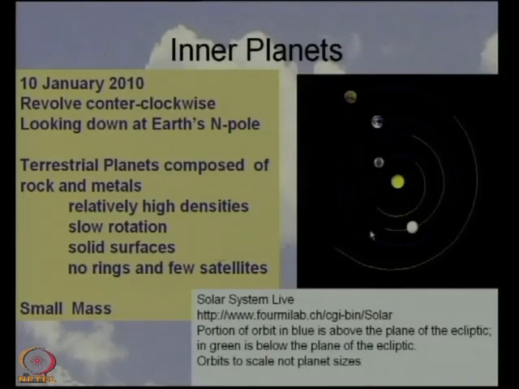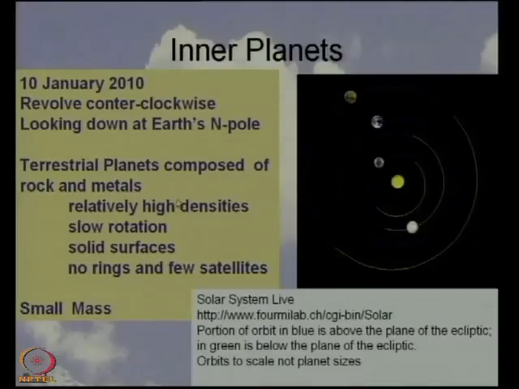The planets shown here are Mercury, Venus, Earth and Mars. These are called the inner planets. You can see that their distances from the Sun are comparable, and these are also referred to as terrestrial planets. What we mean by that is that the planets are largely composed of solid rocks and metals, just like Earth. They have relatively high densities.